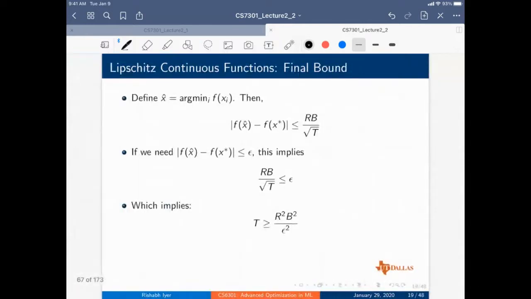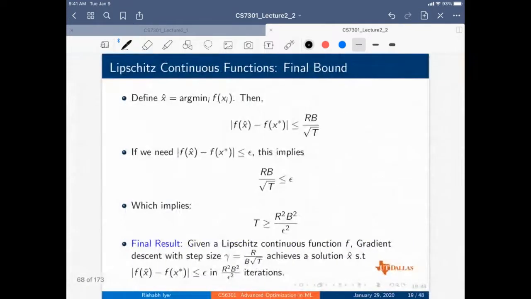Okay. And now from this you can obtain that t must be greater than or equal to r square b square over epsilon square. So this is called order 1 over epsilon square convergence, right? And so this is the final result: given a Lipschitz continuous function f, gradient descent with a constant step size of gamma equal to rb over square root t achieves a solution x hat such that this is true.